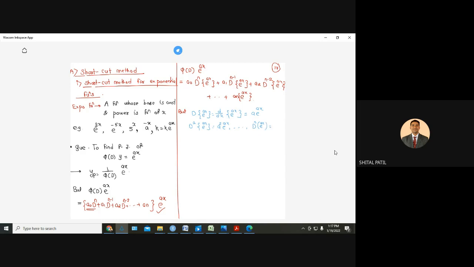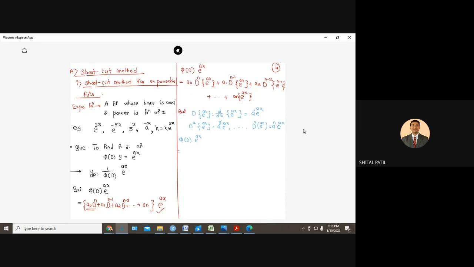See, first derivative a raised to 1, second derivative a square, third derivative a cube. So a raised to n, e raised to x. Is everyone getting it? That I am substituting here. So phi of d e raised to x equal to, I'm writing it once again.